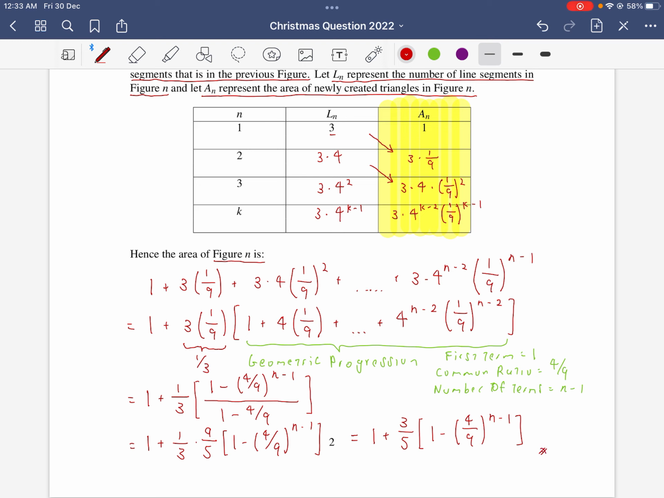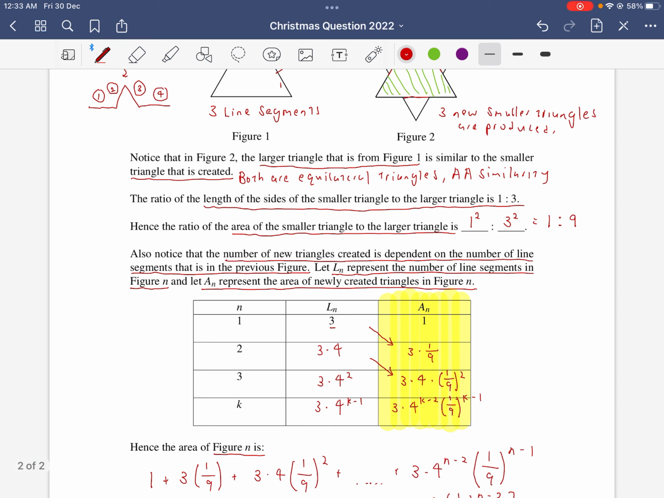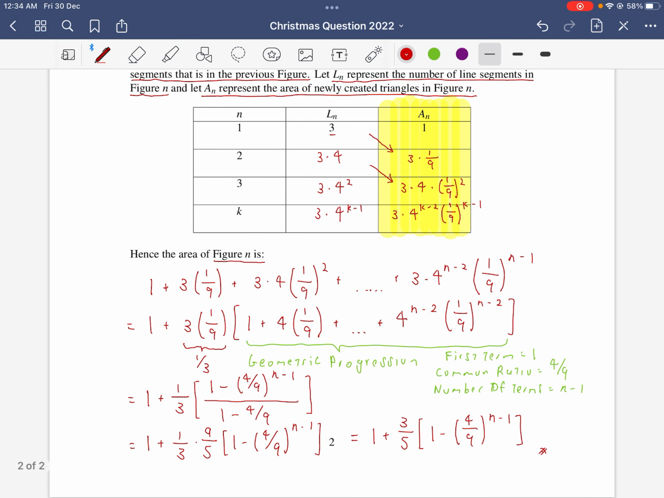So in this case, we notice that there are a lot of things that we actually need to apply. First off, we need to understand that the triangles are similar in nature. We can find the relationship between their areas. And of course, that's something that we are taught in O-levels. In A levels, we'll be doing things like the geometric progression and finding the sum to n. In this case, it will be Sn.